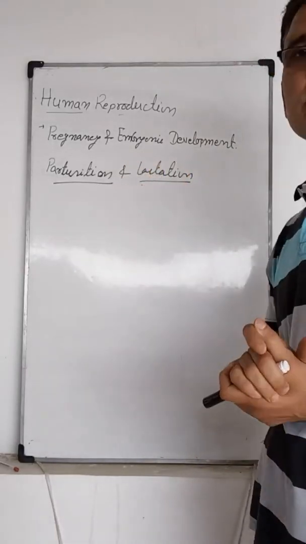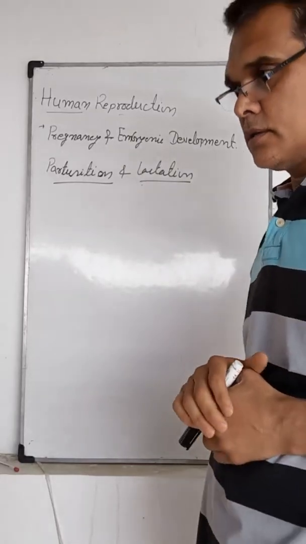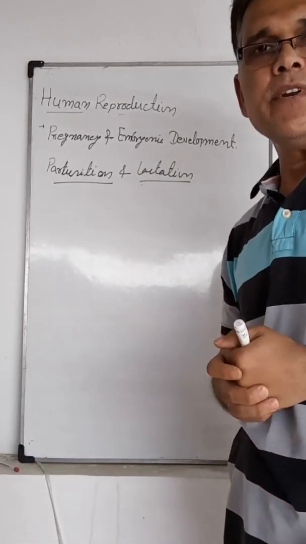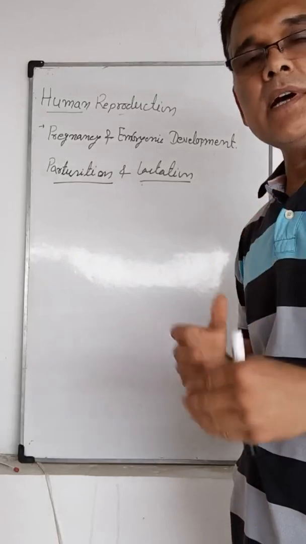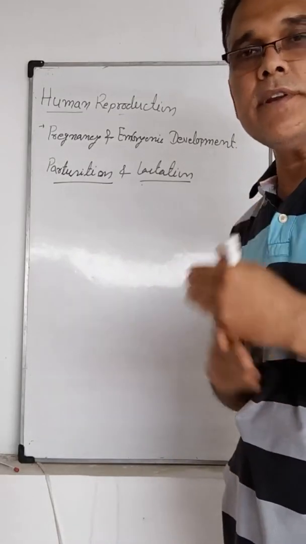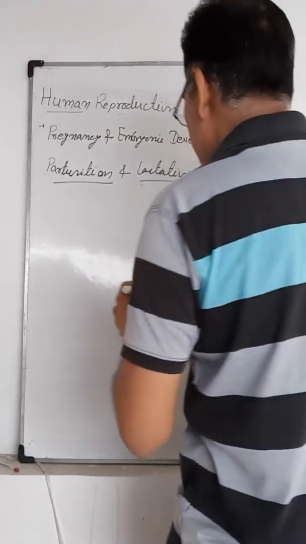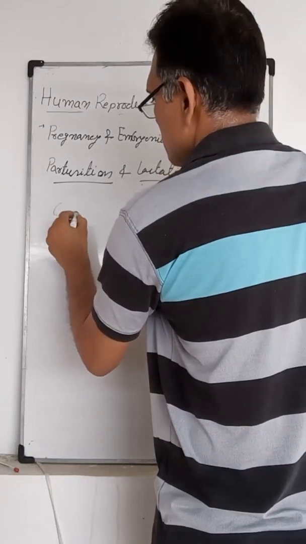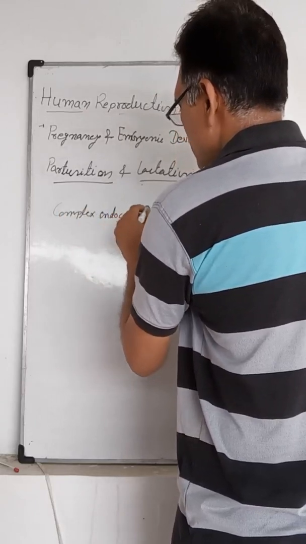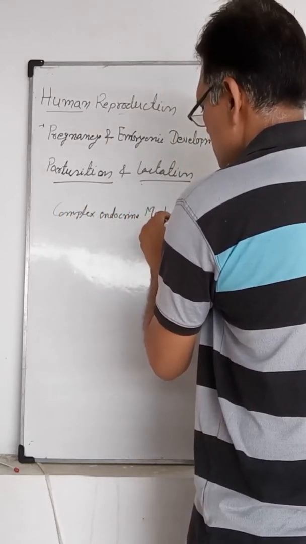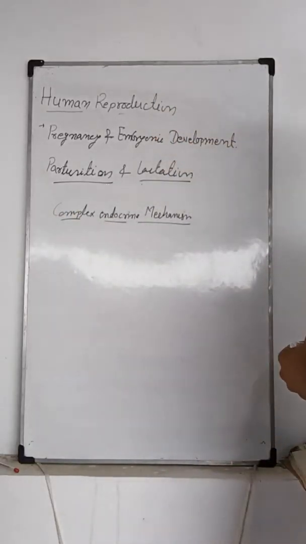The next topic is parturition and lactation. Parturition is the delivery of the child after the complete development of the fetus. It is induced by a complex endocrine mechanism.